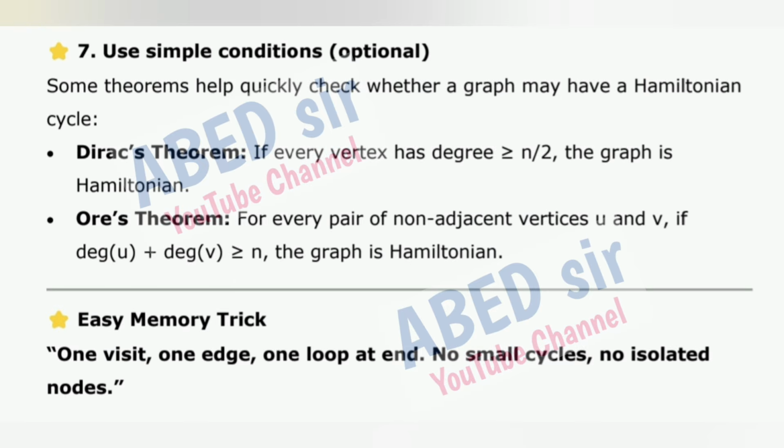Some theorems help quickly check whether a graph may have a Hamiltonian cycle. Dirac's theorem: if every vertex has degree greater than or equal to n/2, the graph is Hamiltonian. Ore's theorem: for every pair of non-adjacent vertices u and v, if deg(u) plus deg(v) is greater than or equal to n, the graph is Hamiltonian. Easy memory trick: 1 visit, 1 edge, 1 loop at end. No small cycles, no isolated nodes.